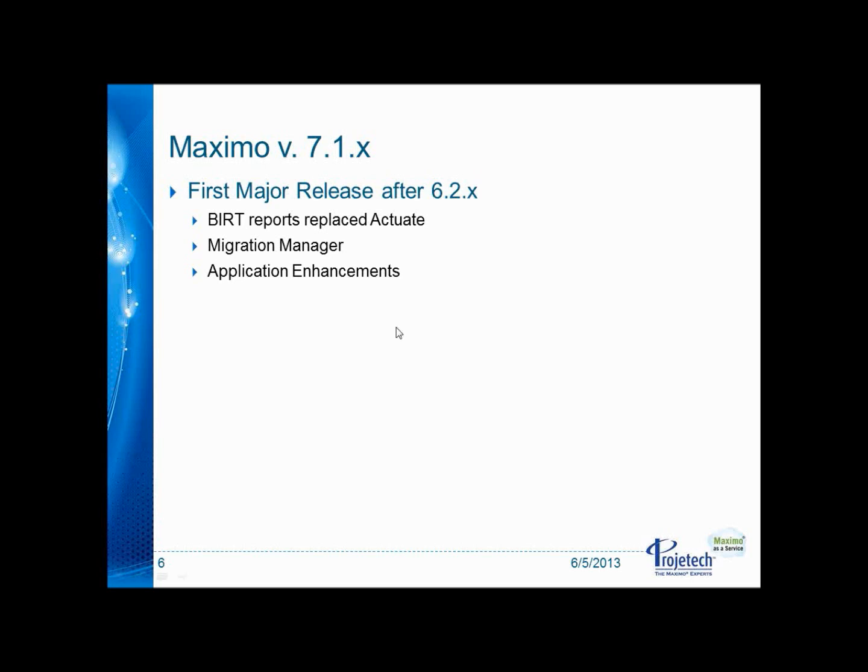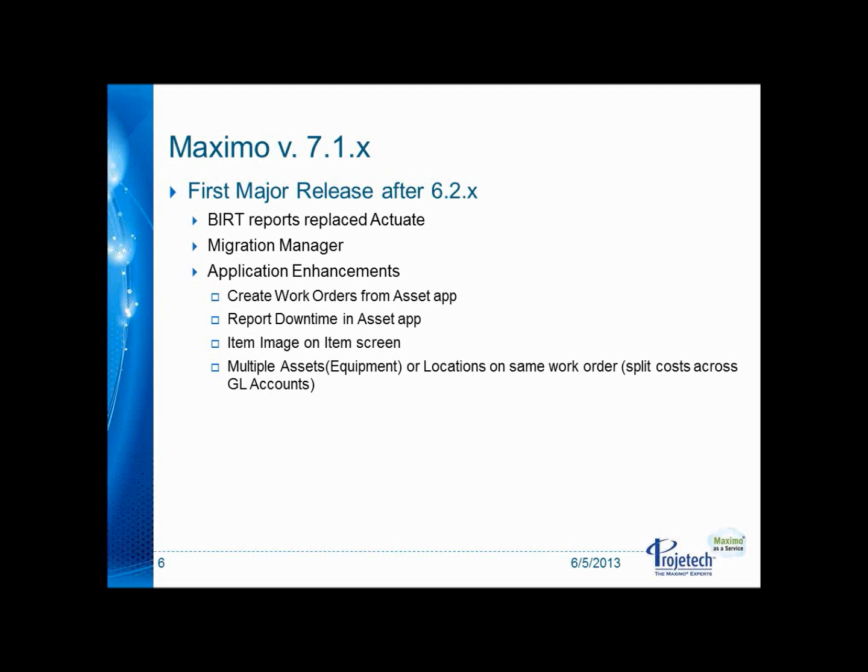There were many application enhancements in 7.1 from 6.2. Some of those include being able to create a work order from the asset application, reporting downtime in the asset application, and the ability to associate an item image or a picture of a spare part or an inventory item right on the Maximo screen. So I could pull up that part in the Maximo screen and see a picture of it. We could have multiple equipment, assets or locations on the same work order, and that afforded us the ability to split costs across multiple general ledger accounts, which was something that users were requesting from the older versions.